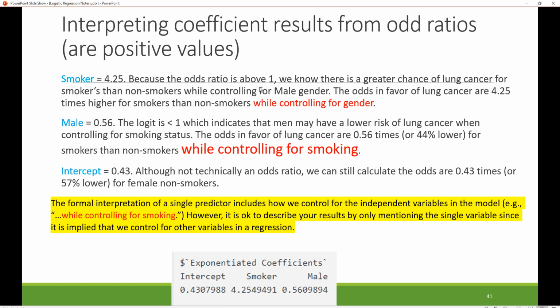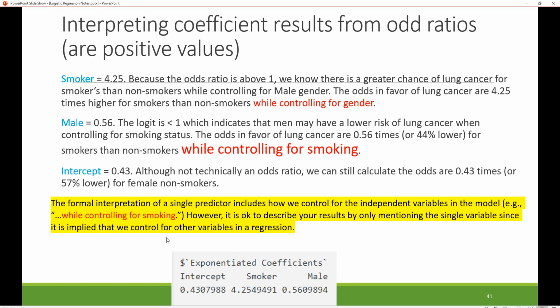Because the odds ratio is above 1, we know there is a greater chance of lung cancer for smokers than non-smokers while controlling for male gender. The odds in favor of lung cancer are 4.25 times higher for smokers than non-smokers while controlling for gender.